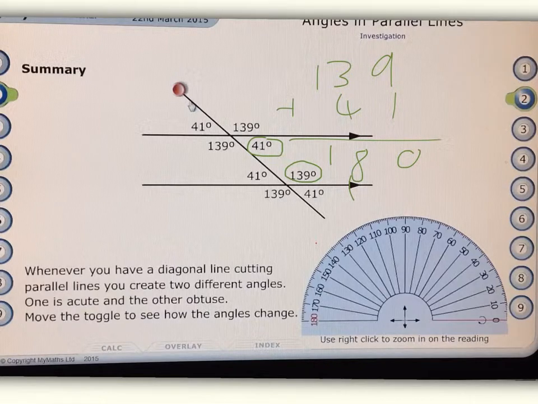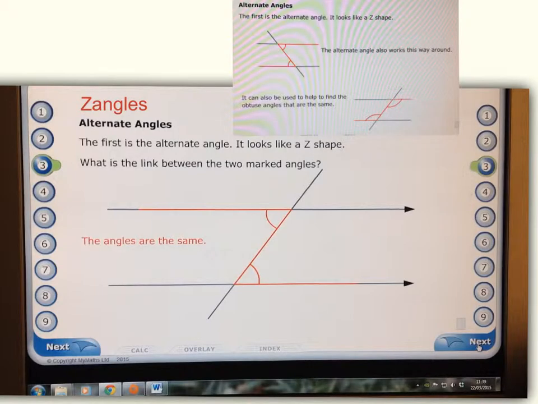Your homework tonight is to look at these angles in a little bit more detail, know the names and know how to calculate their angles. So first up are alternate angles. You can see that it's already made a Z shape, like so. And these alternate angles are going to be the same size.